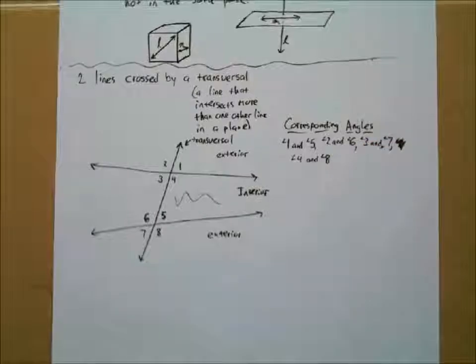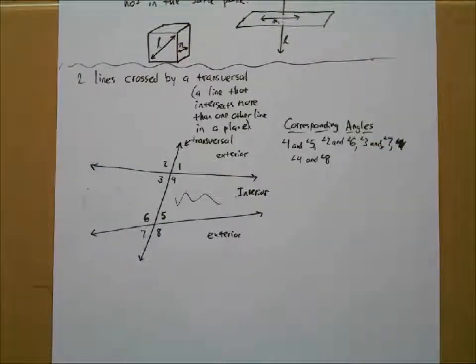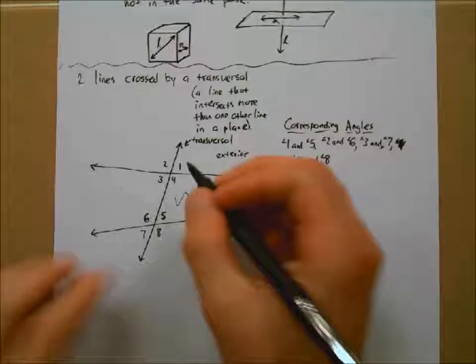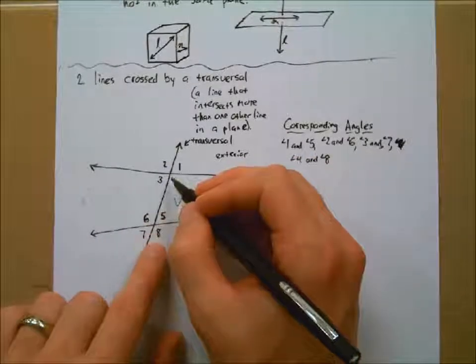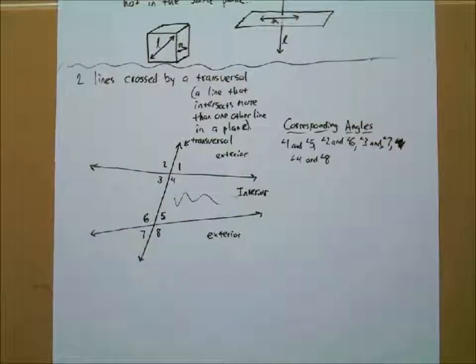Okay, angle 4 and angle 8. So all of those are corresponding pairs of angles, corresponding angles. 1 and 5, 2 and 6, 3 and 7, 4 and 8. Those are corresponding angles because they're kind of in the same position. 1 and 5 are both in the upper right, 2 and 6 are both upper left, 3 and 7 bottom left, 4 and 8 bottom right. Corresponding. Okay?